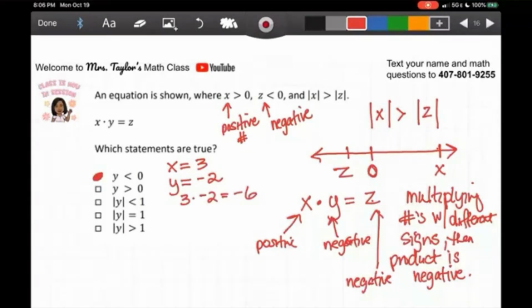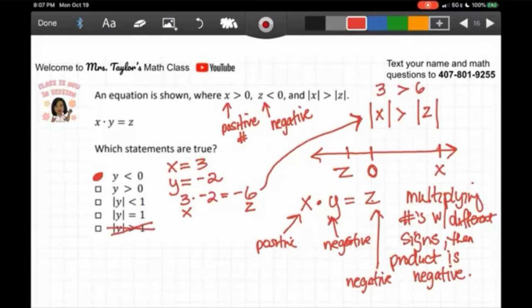But now let's look at the absolute value of y. Oh, wait, before I do that, I gotta say this part. Let me erase this. Okay, the first thing I have to do is show you this. Remember this is my x and this is my z. Remember the rule up here. What has to be true? The absolute value of x has to be greater than the absolute value of z. So if I test that rule out, is 3 greater than 6? No, that's a no-no. So can the absolute value of y be greater than 1? The answer is no, so I can't use that one.